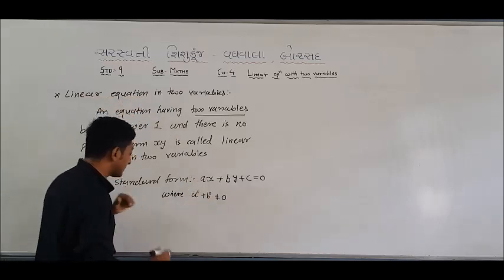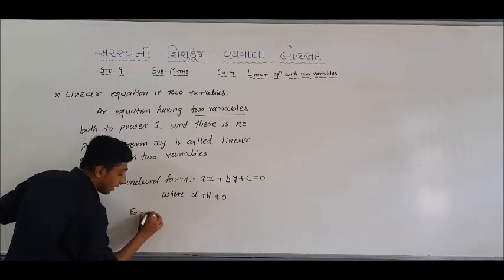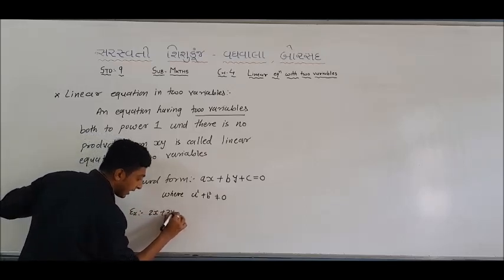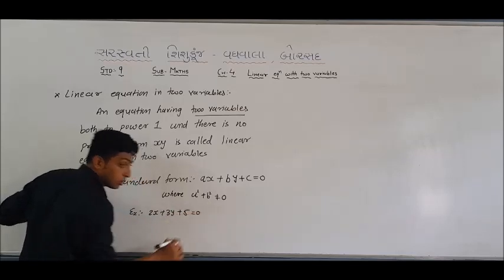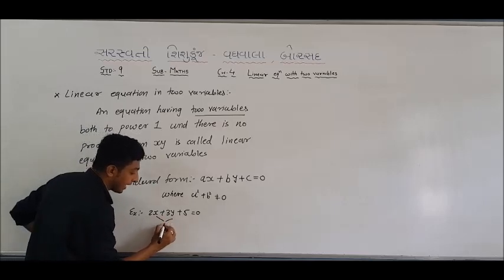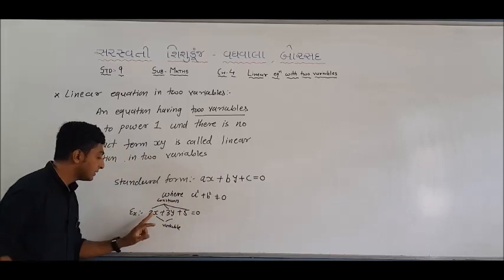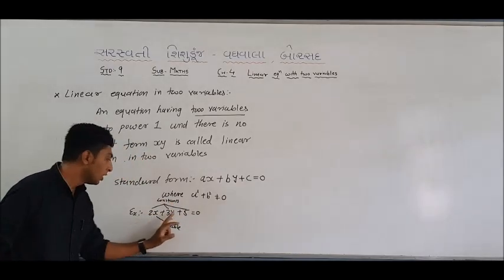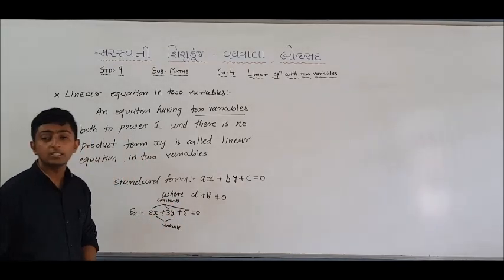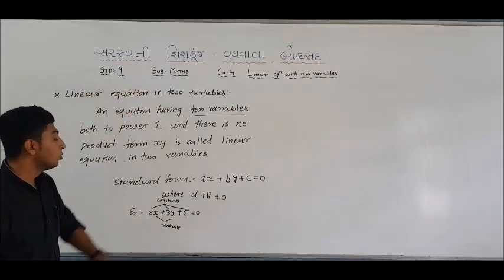Friends, remember, for example, I can take 2x plus 3y plus 5 equal to 0. So this is a linear equation in two variables. See, x and y are two variables, and 2, 3 and 5 are constants. That means the coefficient of x is 2, the coefficient of y is 3 and 5 is the constant. So this is an example of a linear equation in two variables.